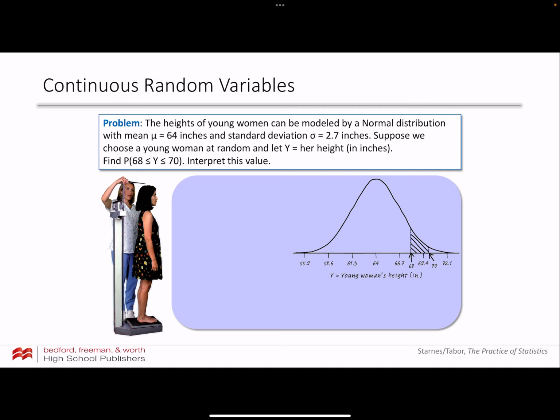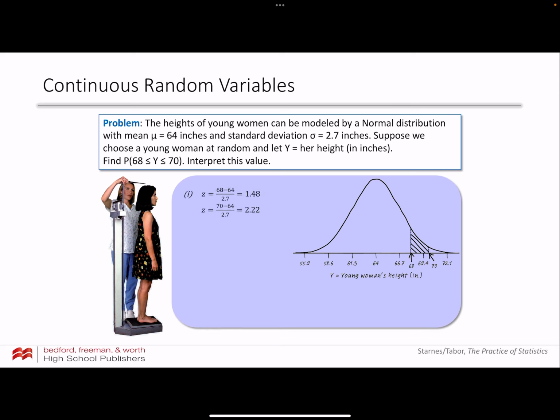Okay. And again, we're going to use everything that we learned from chapter 2 and apply it to normal distributions as well. So the heights of young women can be modeled by a normal distribution with mean 64 inches, standard deviation 2.7 inches. Suppose we choose a young woman at random and let Y represent her height in inches. Find the probability that Y is between 68 and 70 inches. We've done this before. So you have to draw and label your curve, right? And then you can either use the calculator or you can use your z-table.